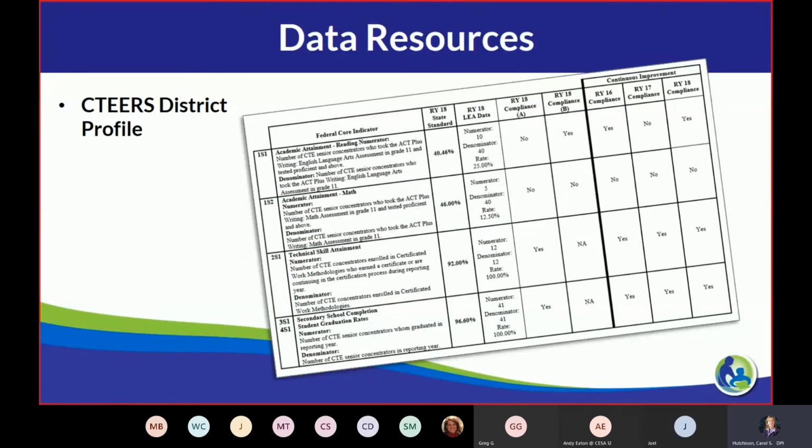Here are some resources that may be helpful to you in this process. As mentioned, consider using the Perkins CTERS district profiles. You'll find these on the CTE data webpage. The CTERS district profile paints a picture of your district's overall performance measures of the federal accountability indicators.